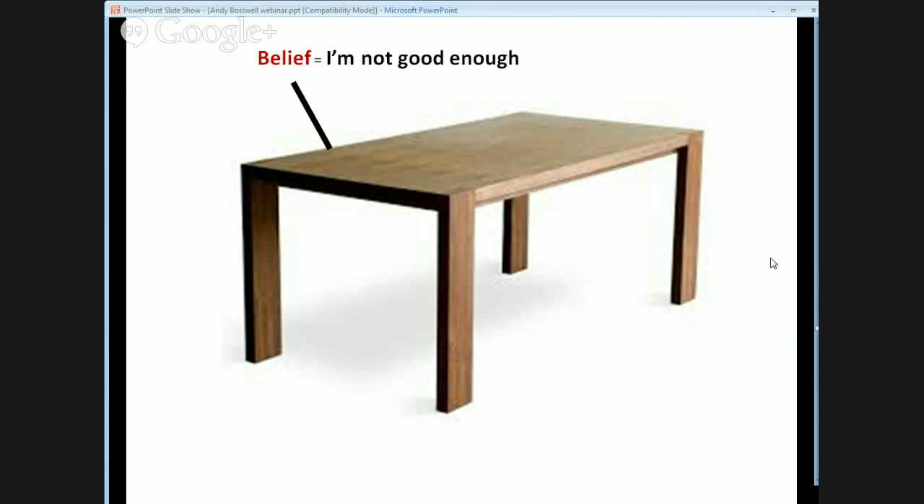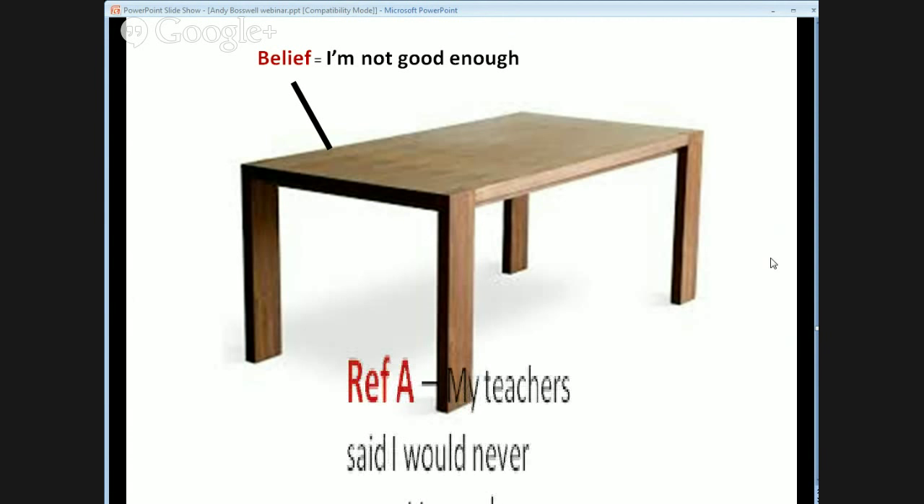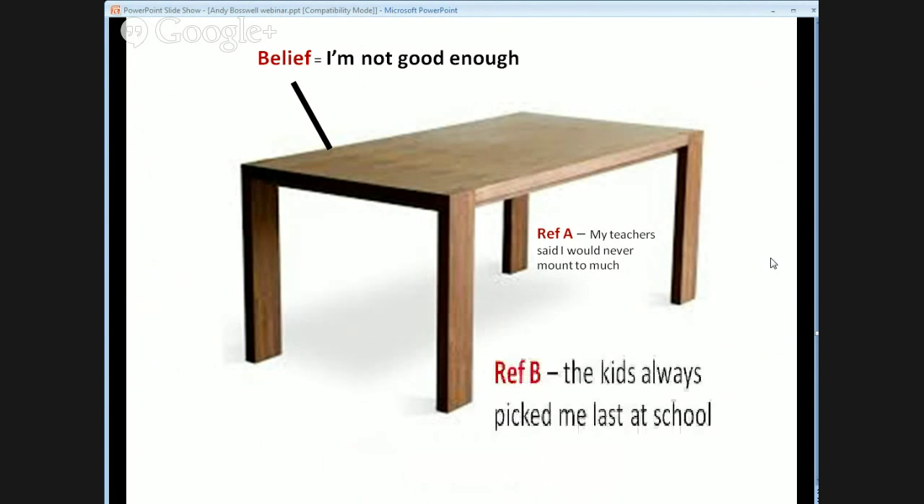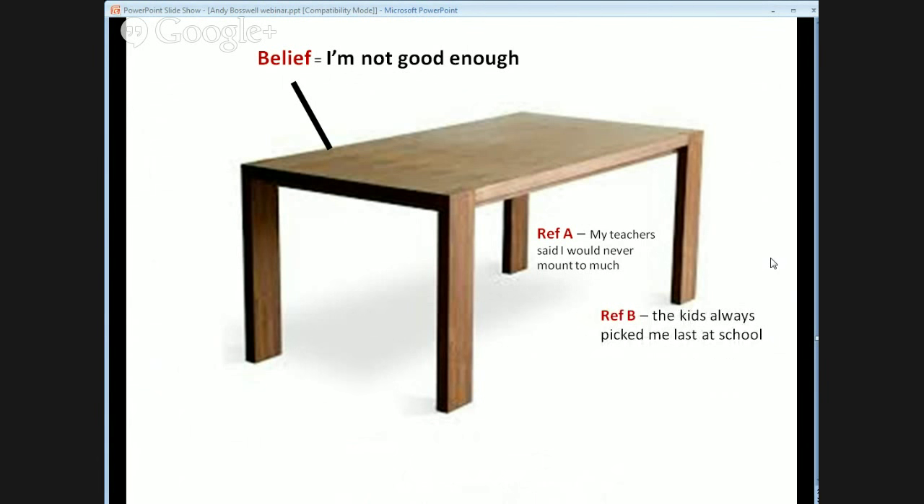So this was my belief. I'm not good enough. And my references were, my teachers said I wouldn't amount to much. I overheard teachers saying that I'd never be any good. The kids always picked me last at school. I was absolutely crap at football. I was terrible at sports. And my hand and eye coordination was ridiculous. So people used to always pick me last. They didn't want me on their side. So it just supported I wasn't good enough.